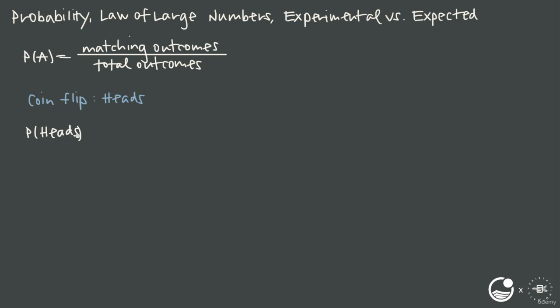So the probability of flipping heads is equal to, well, what are the total outcomes in this scenario? We can either flip heads or we can flip tails. There's two possibilities, two equally likely outcomes from flipping this coin. So the total number of all possible outcomes in this scenario is 2, heads or tails.